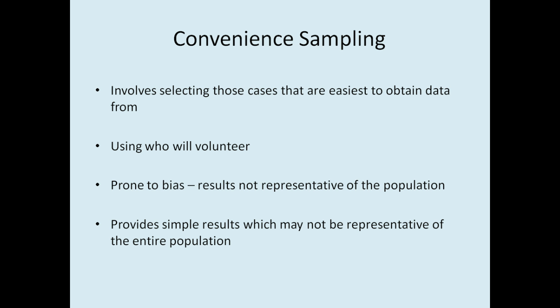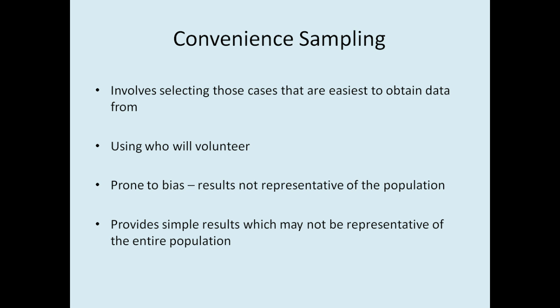Convenience sampling. Now, this involves selecting those cases that are easiest to obtain data from. So this is people who volunteer. So if you're doing an online survey, for example, generally people will ignore it and not do it, or they'll select themselves and say, yeah, I'll do this, and I'll put down some details and my answers to the questions. So convenience sampling is basically people who volunteer to take part in your research.